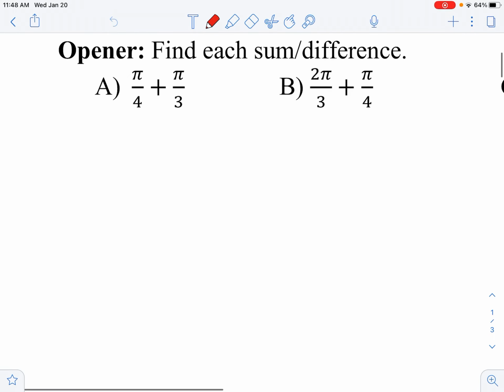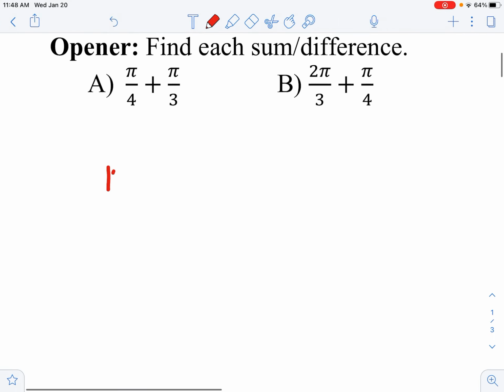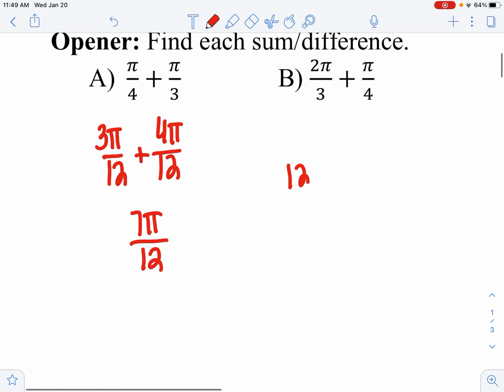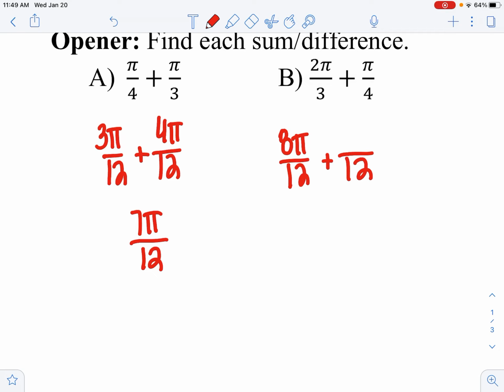All right, so in order to add two fractions, you need a common denominator. The least common denominator for 4 and 3 is 12, so I'm going to make them both 12ths. The first fraction I'd have to multiply by 3 over 3, so this becomes 3 pi. The second one, 4 over 4, so this becomes 4 pi, so that's 7 pi over 12. Okay. All right, next one here, common denominator is 12 again. First fraction I'd have to multiply by 4 over 4, so that's 8 pi. Second, I'd have to multiply by 3 over 3, so that's 3 pi. So this is 11 pi over 12.